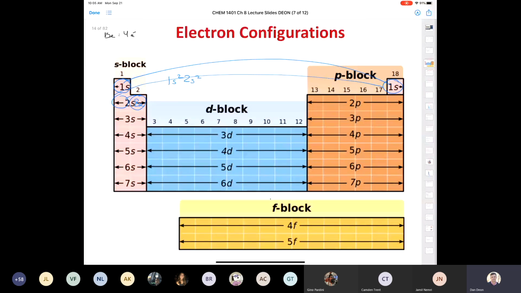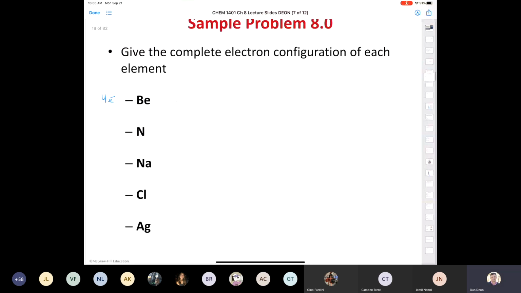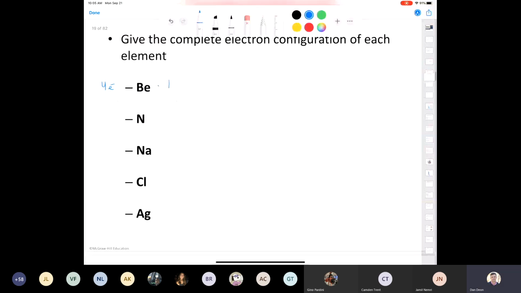Let's take that to the bank and put it back here. So we've got 1s2, 2s2. Let's give nitrogen a shot. So nitrogen has a total of 7 electrons. Didn't we already do that on the last slide? So I'm going to write it out here. It's 1s2, 2s2, 2p3, like that.